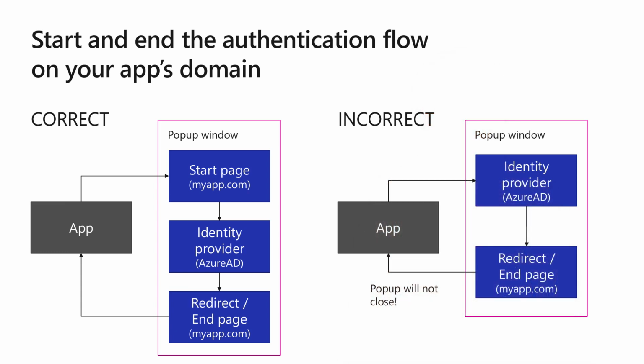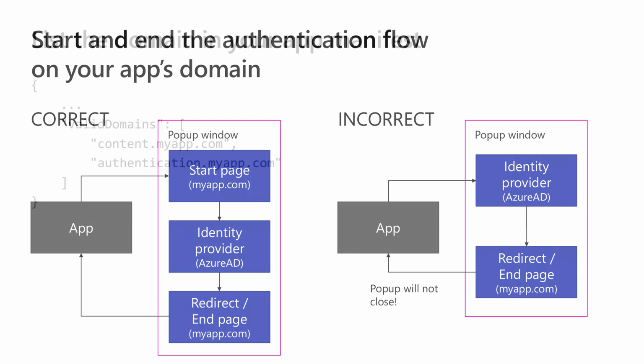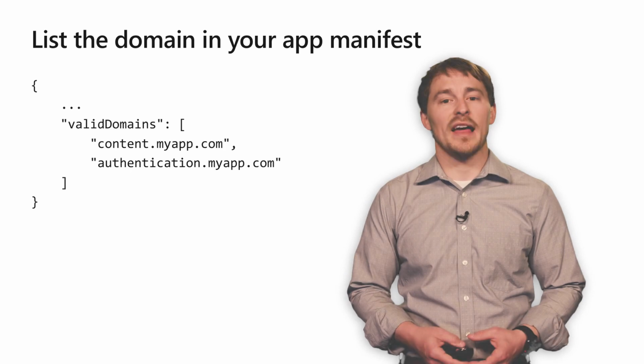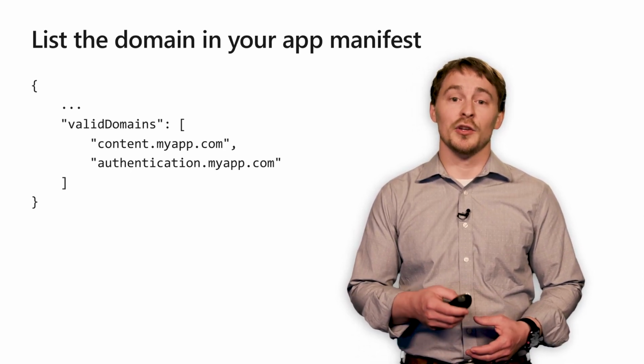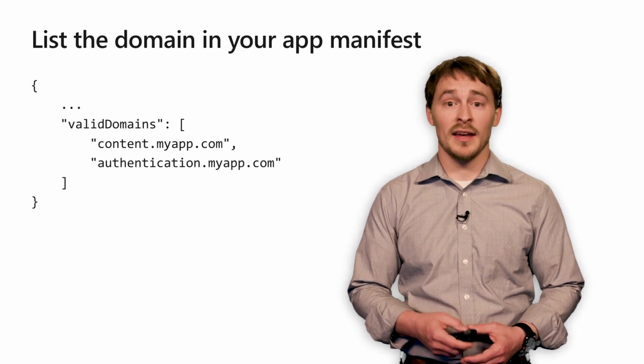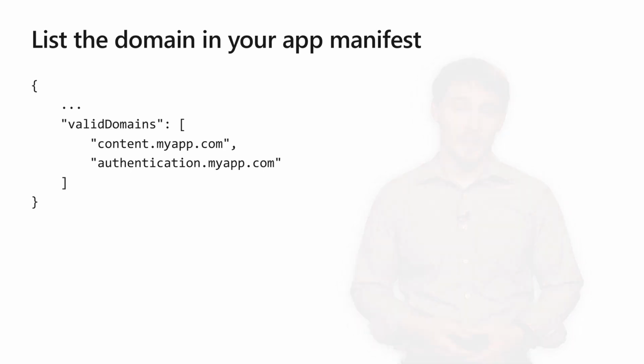First, the pop-up flow has to start on a page on a domain that you own and end on that end page with that same domain. So, as we see in this example, if you start the pop-up flow with myapp.com, you have to end the flow on myapp.com in order for Teams to know to properly close the pop-up. Next, in order for the Teams platform to allow that pop-up to be opened, you need to make sure that you add your domain that you're wanting to open in the manifest in the valid domains list.